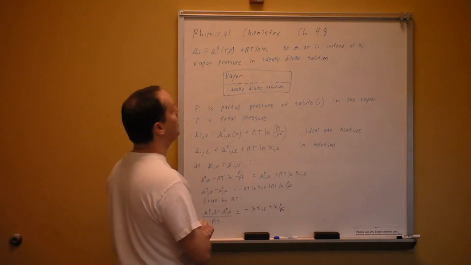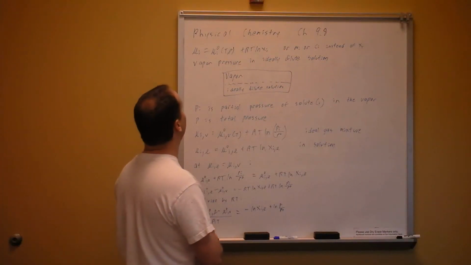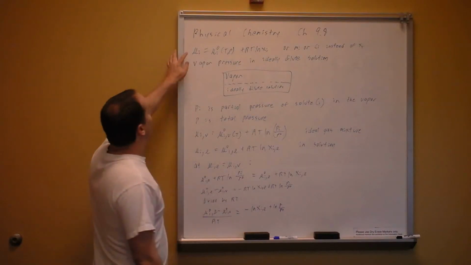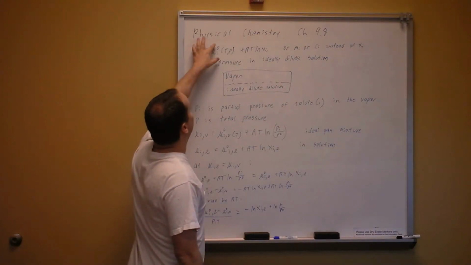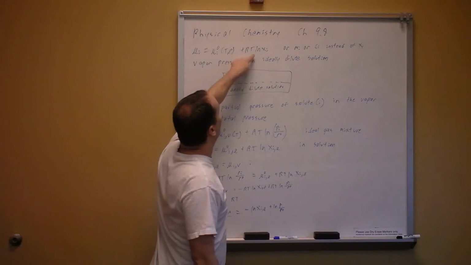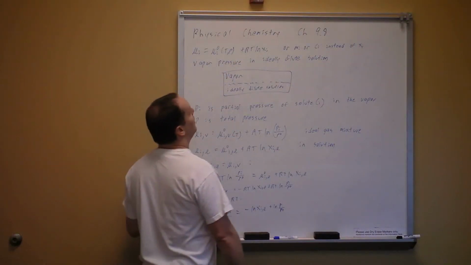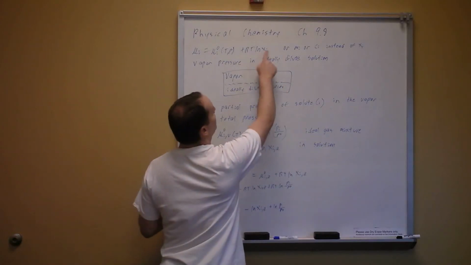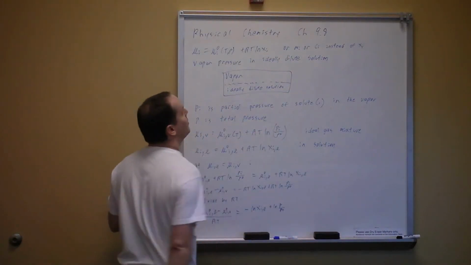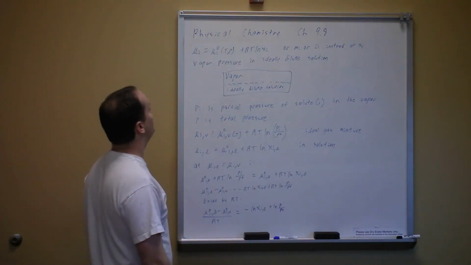Continuing on Physical Chemistry, Chapter 9, we're in section 8 now. So mu sub I is equal to mu sub I naught at temperature and pressure plus RT times the natural log of X sub I. And we said before that we're using such low concentrations that instead of X sub I, we could put in M sub I or C sub I, and it would work out the same.